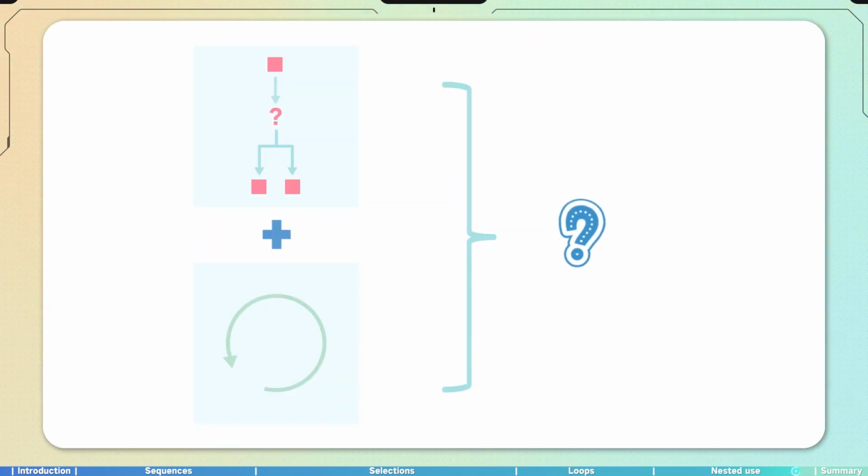These 2 are simple use of selections and loops in combination. There are plenty of examples in games. Can you come up with some?